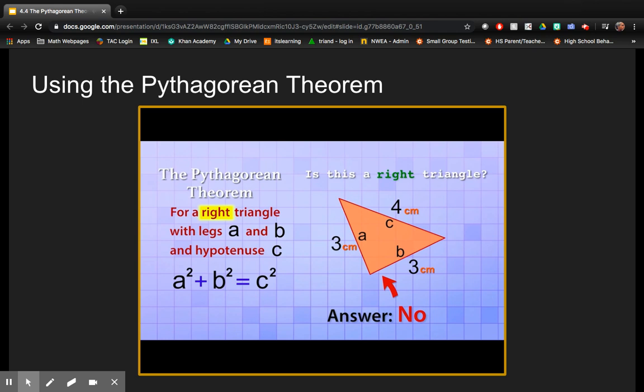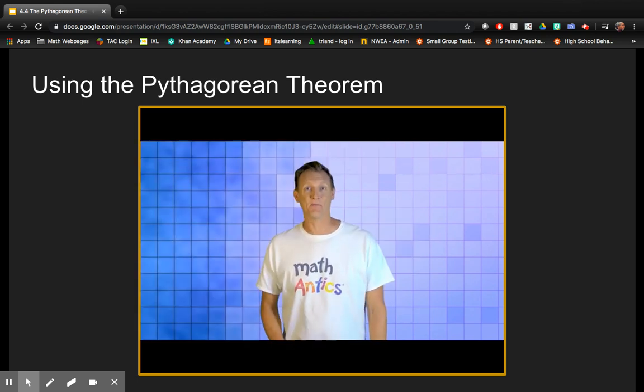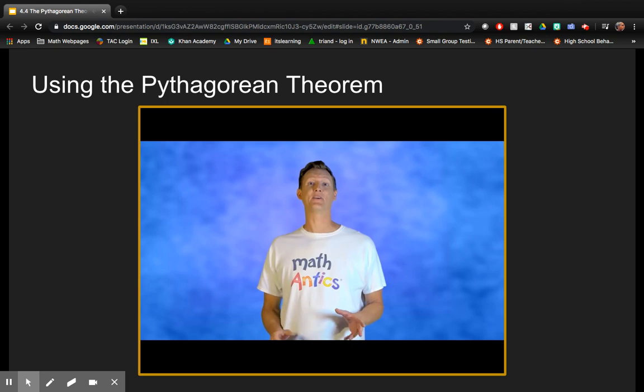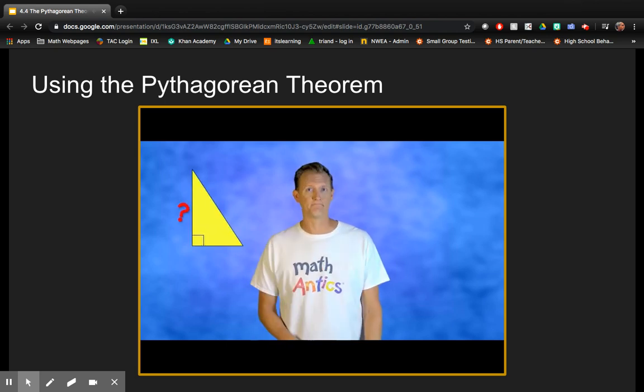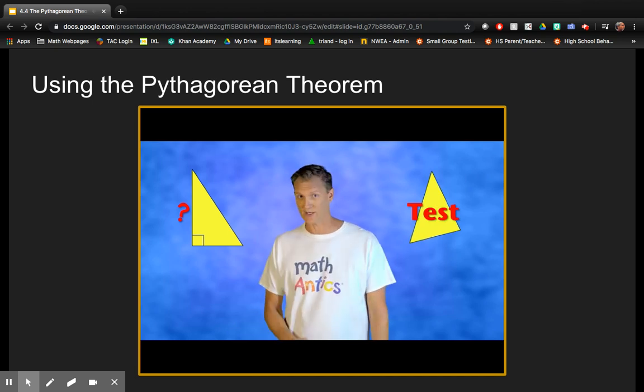right triangle. All right, so now you know what the Pythagorean theorem is, and you know how to use it. You can use it to find a missing side of any right triangle. And you can also use it to test a triangle to see if it qualifies as a right triangle.